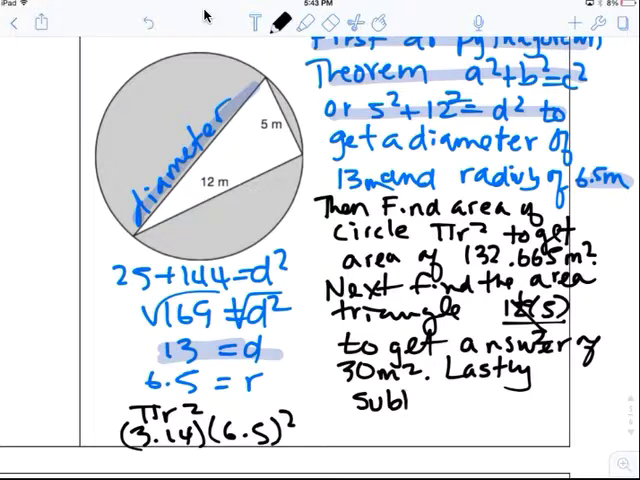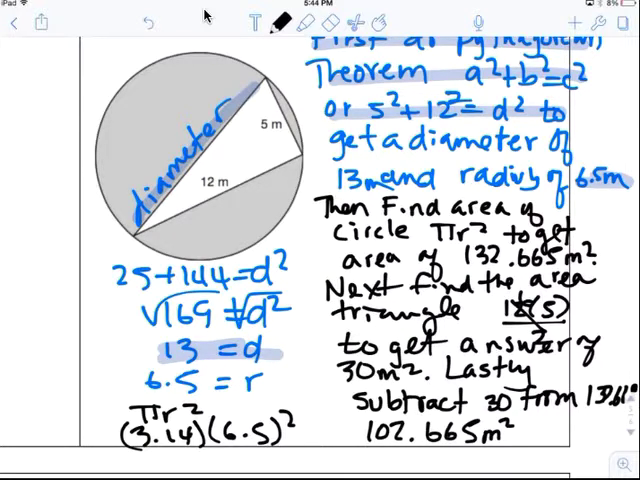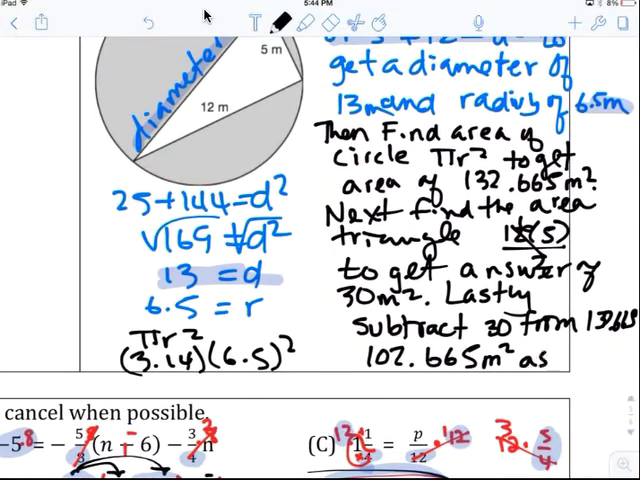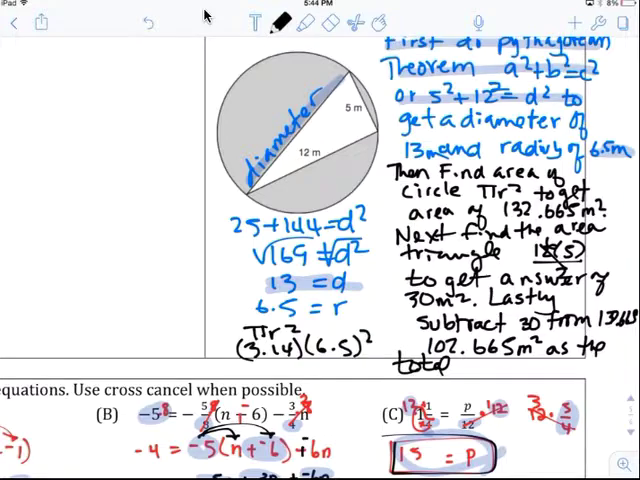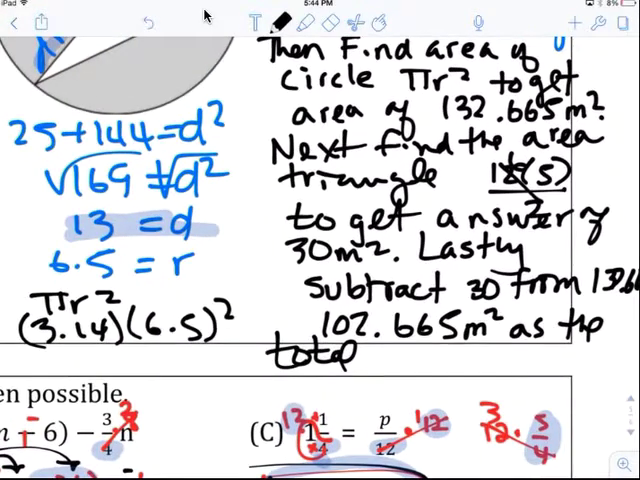Lastly, subtract 30 from 132.665 to get 102.665 meters squared as the total shaded region. Okay?